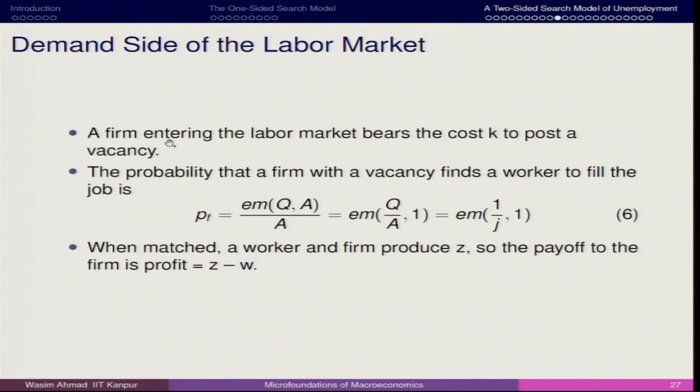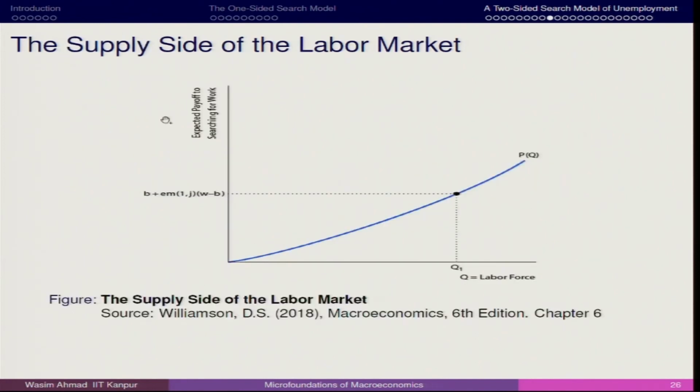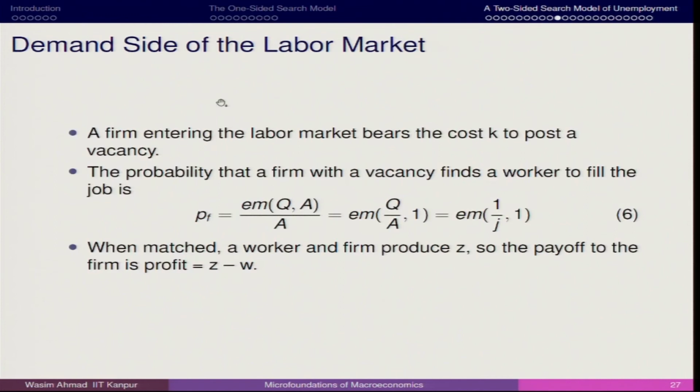Now, the demand side of the labor market. This one is coming from the supply side, so we have looked from the labor side. Let us look from the firm side, how the firm is now behaving. Now, the firm is entering the market by posting job vacancies. So, the firm entering the labor market bears the cost K to put up a vacancy. The probability that a firm with a vacancy finds a worker to fill the job is this.